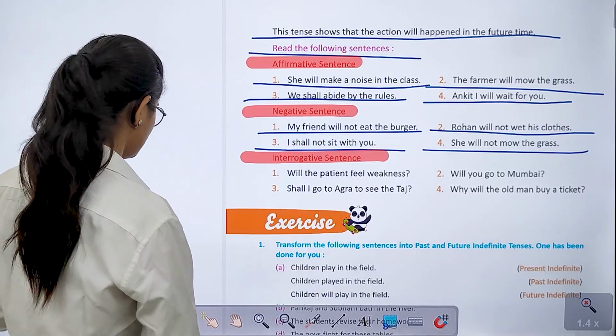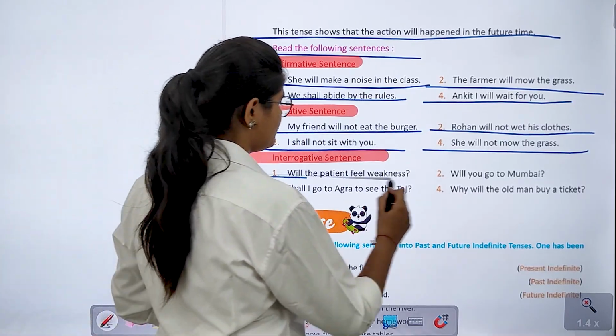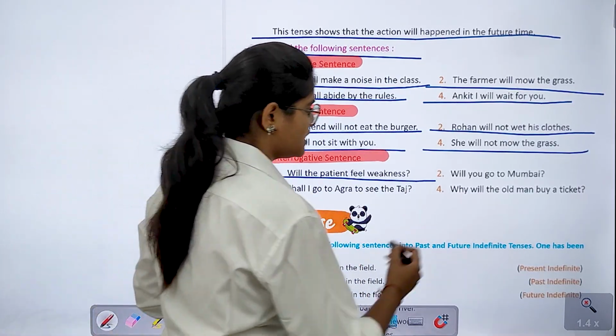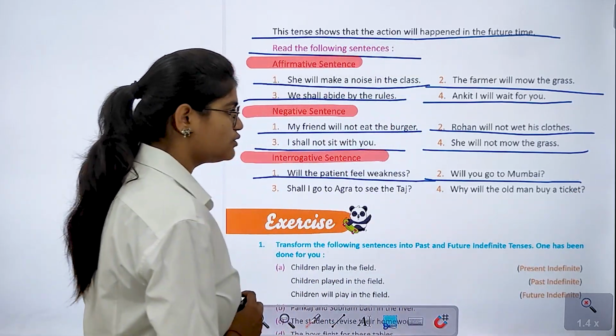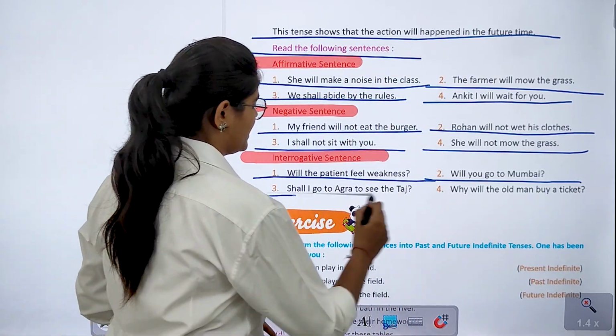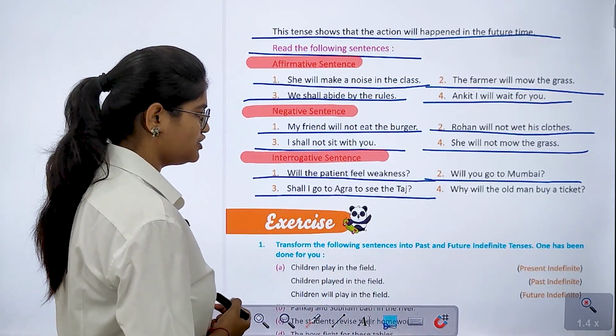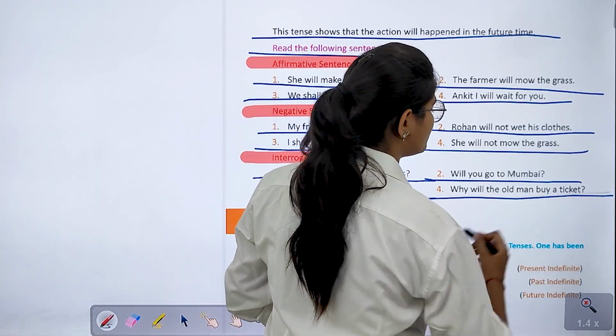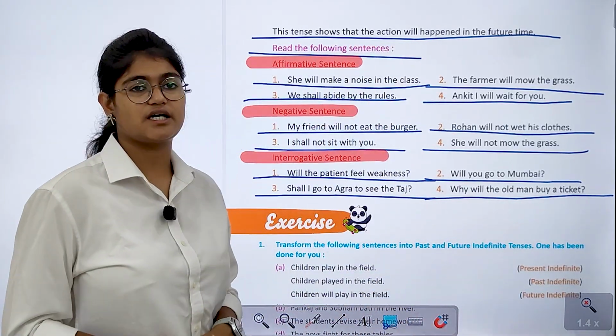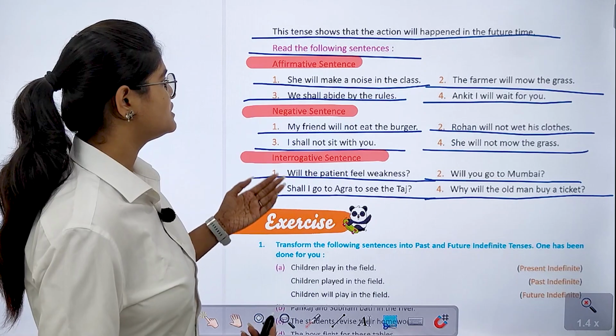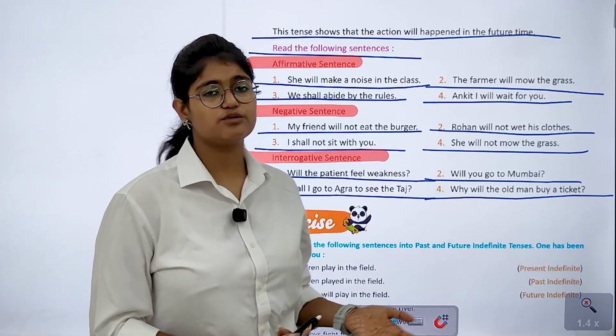So the sentences are: will the patient feel weakness? Will you go to Mumbai? Shall I go to Agra to see the Taj? And why will the old man buy a ticket? Right? So all these were the examples of the future tense.